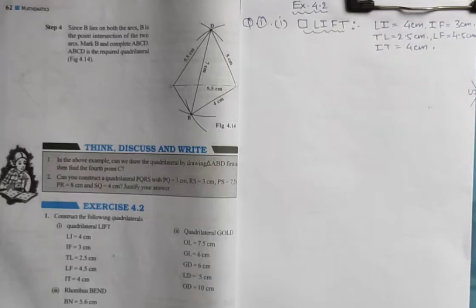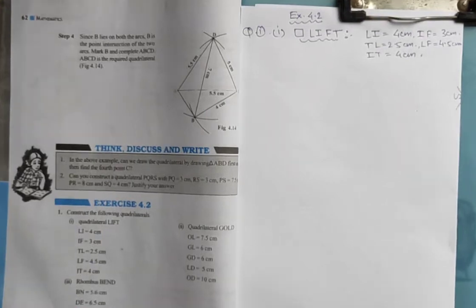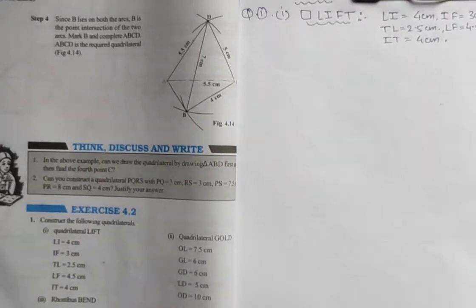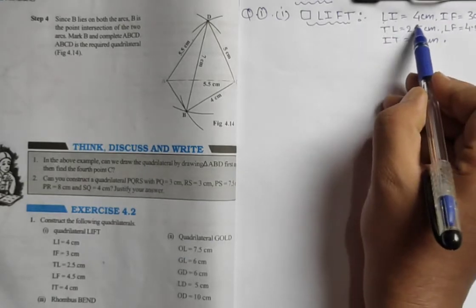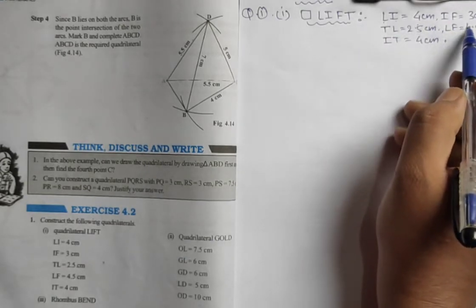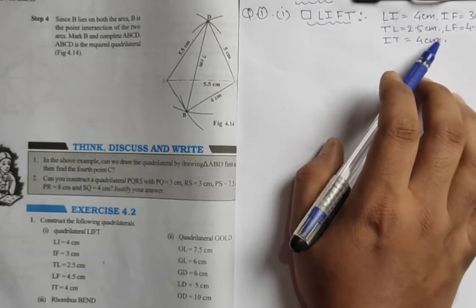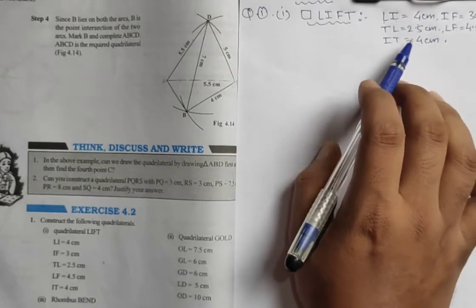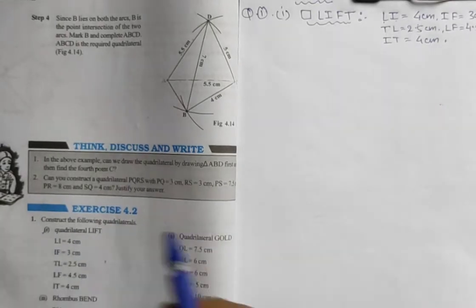Good morning students. Today we have to do exercise 4.2, and in this exercise, question number one, construct the following quadrilateral. Quadrilateral one is quadrilateral LIFT, where LI equal to 4 centimeter, IF equal to 3 centimeter, TL equal to 2.5 centimeter, LF equal to 4.5 centimeter and IT equal to 4 centimeter. Okay, which is question number one.